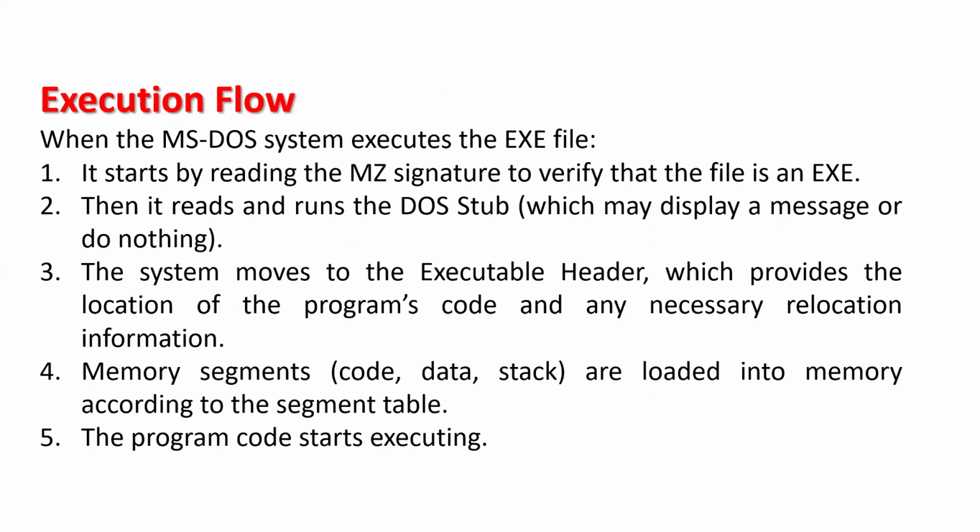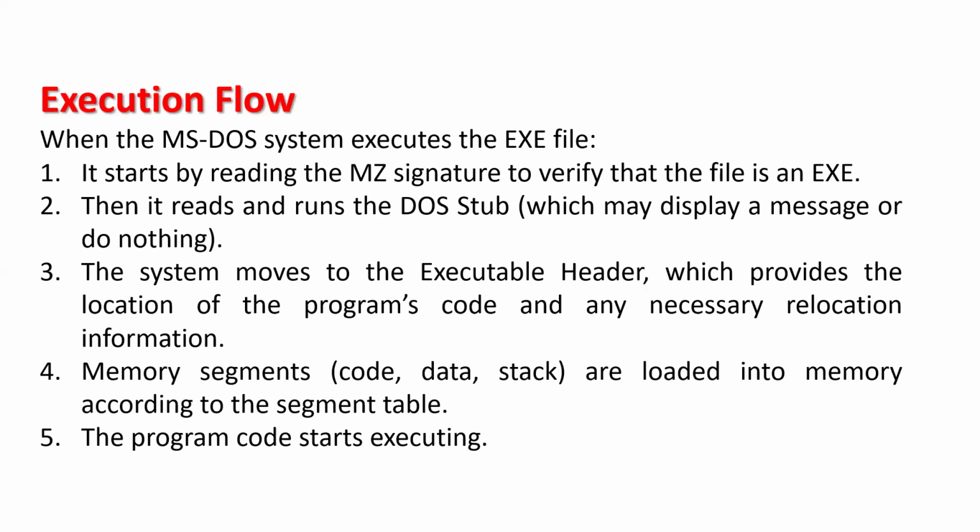Now, if we have to talk about execution flow, let us try to understand what exactly happens when you execute an executable. The execution flow of an MS-DOS exe involves a series of steps which are taken by your operating system to load, to relocate, and execute the program.